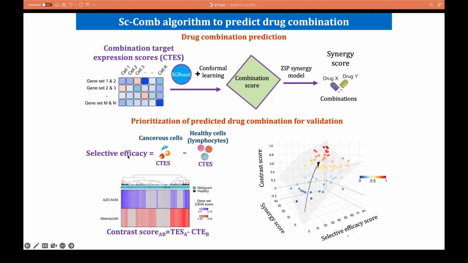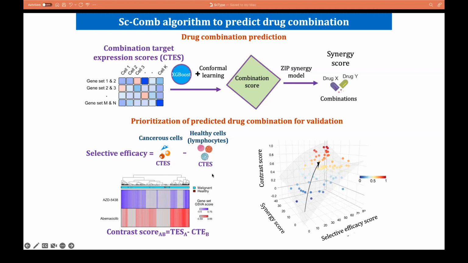So what is this selective efficacy score? If you expect a drug or drug combination to be less toxic, then you assume that its target, or the target of this drug combination, should be highly expressed in cancerous cells but lowly expressed in healthy cells. As I said, we use scType to identify the cancerous cells and healthy cells. So basically you can subtract the target expression in the healthy cells from that in the cancerous cells to get a score that tells you that if it is higher, then the drug is more likely to be active in the cancerous cells and less in the healthy cells.